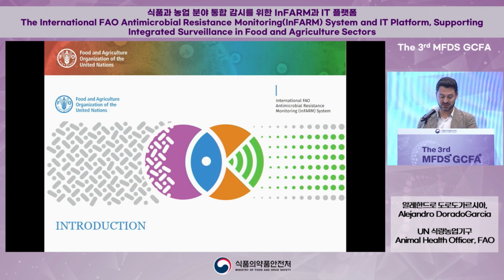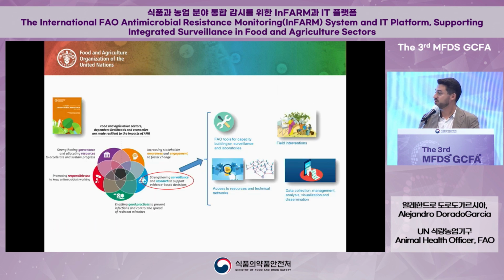Okay. Just to start with the introduction. So as you know, all the FAO activities are operating under the FAO Action Plan on Antimicrobial Resistance. This action plan is covering the period 2021-2025, and this is the roadmap coordinating the efforts of the organization in the implementation of activities. So we have 5 objectives.